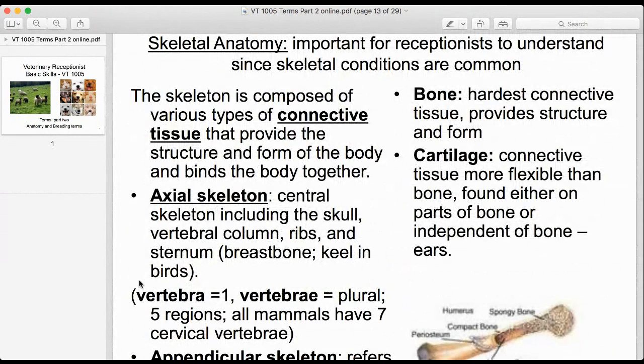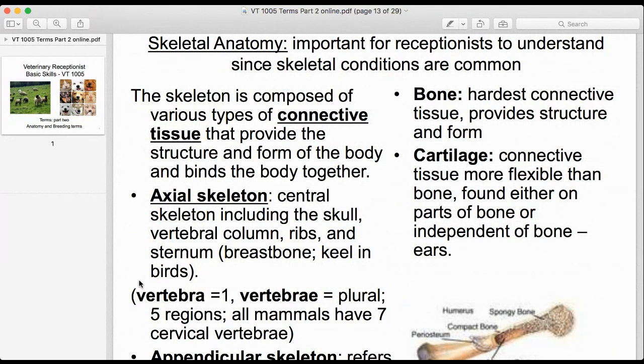So the skeletal anatomy, okay, and it's important for receptionists to understand this and also be able to spell the words properly when you're inputting information into a computer system, writing notes down to the doctor to communicate well.